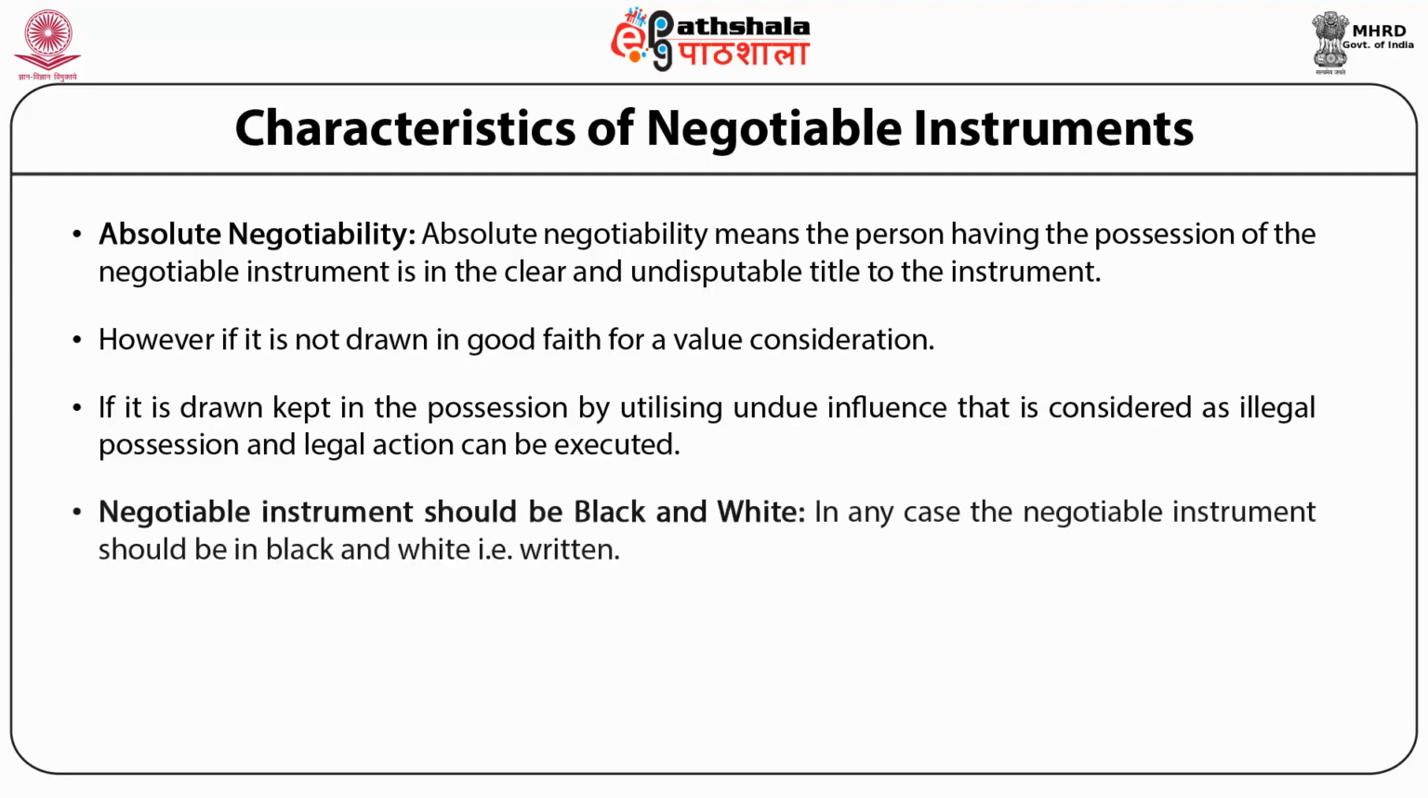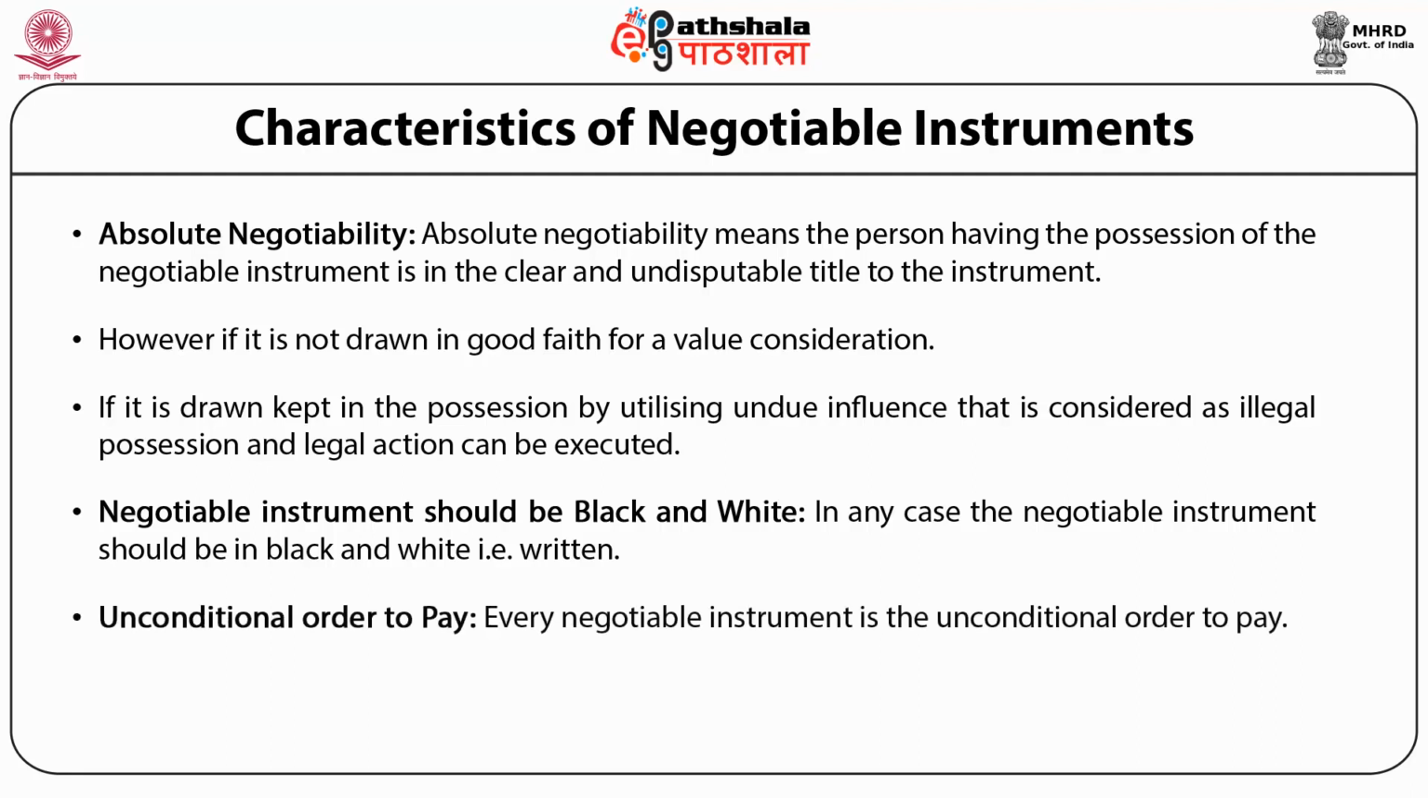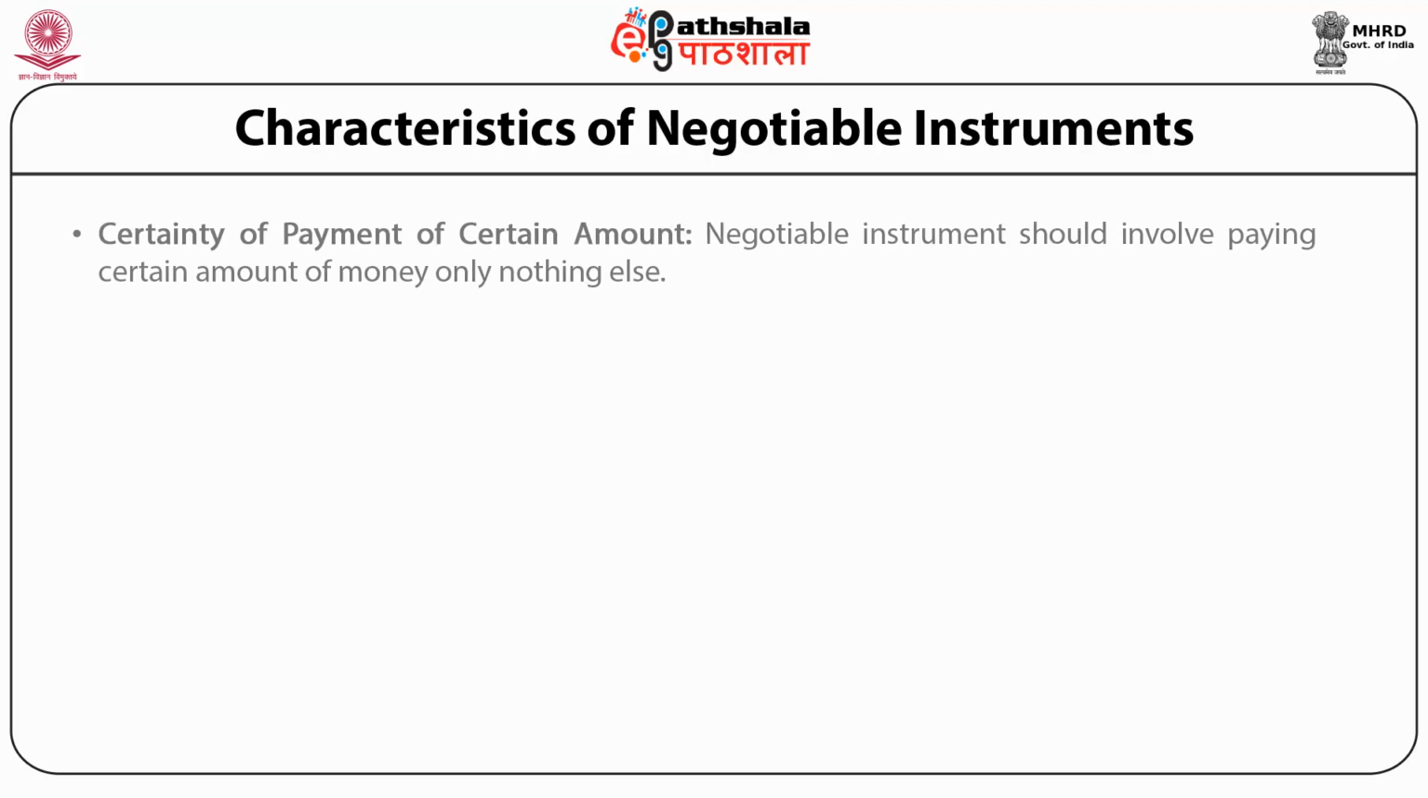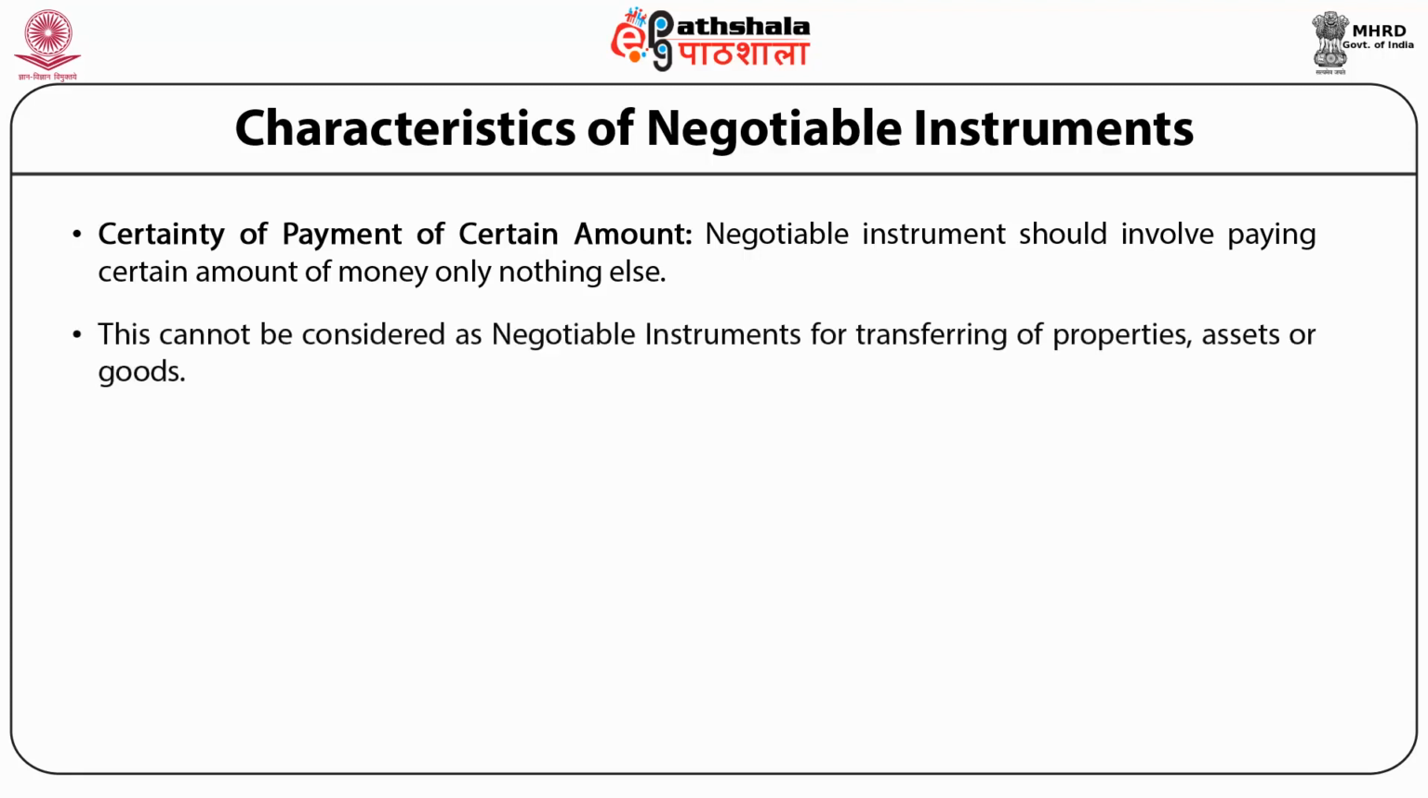The next is that the negotiable instrument should be in black and white. In any case, the negotiable instrument should be in black and white, that is, in written form. Then further, the next is unconditional order to pay. Every negotiable instrument is an unconditional order to pay. The next characteristic is certainty of payment of a certain amount. A negotiable instrument should involve paying a certain amount of money only, nothing else. This cannot be considered as negotiable instruments for transferring of property, assets or goods.